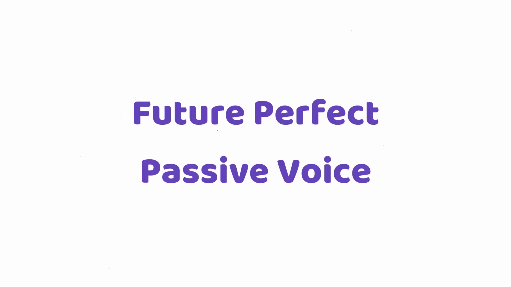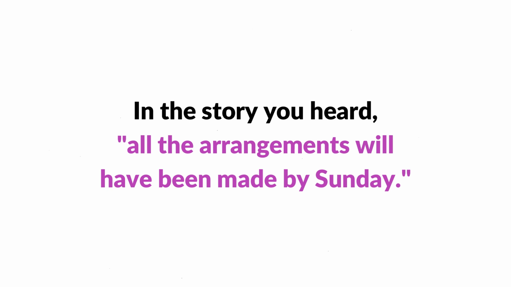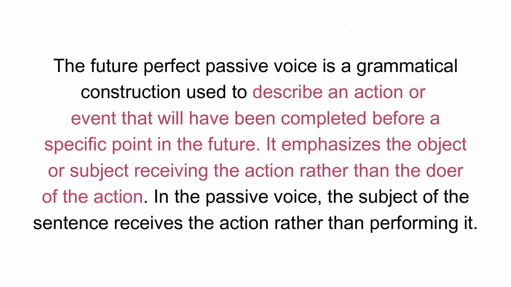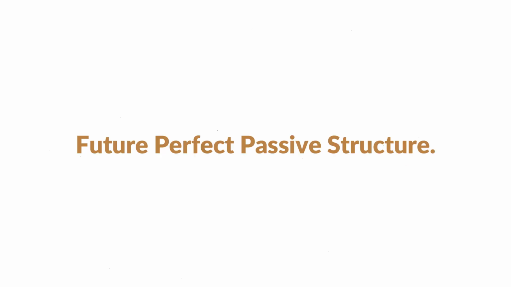Future perfect passive voice. In the story you heard, all the arrangements will have been made by Sunday. The future perfect passive voice is a grammatical construction used to describe an action or event that will have been completed before a specific point in the future. It emphasizes the object or subject receiving the action rather than the doer of the action. In the passive voice, the subject of the sentence receives the action rather than performing it. Future perfect passive voice structure.